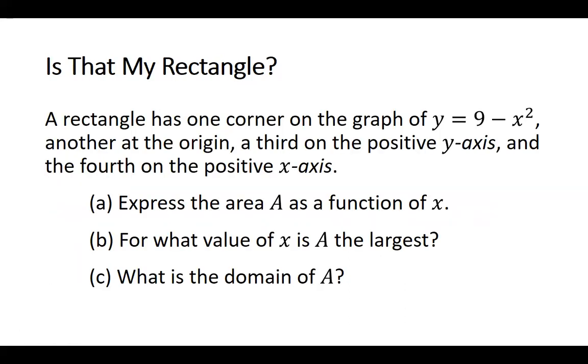Is that my rectangle? A rectangle has one corner on the graph of y equals 9 minus x squared, another at the origin, a third on the positive y-axis, and the fourth on the positive x-axis. So we're making a rectangle. One corner is going to be on the graph of that parabola. Another is going to be at the origin. The third is going to be on the y-axis, the fourth on the x-axis.